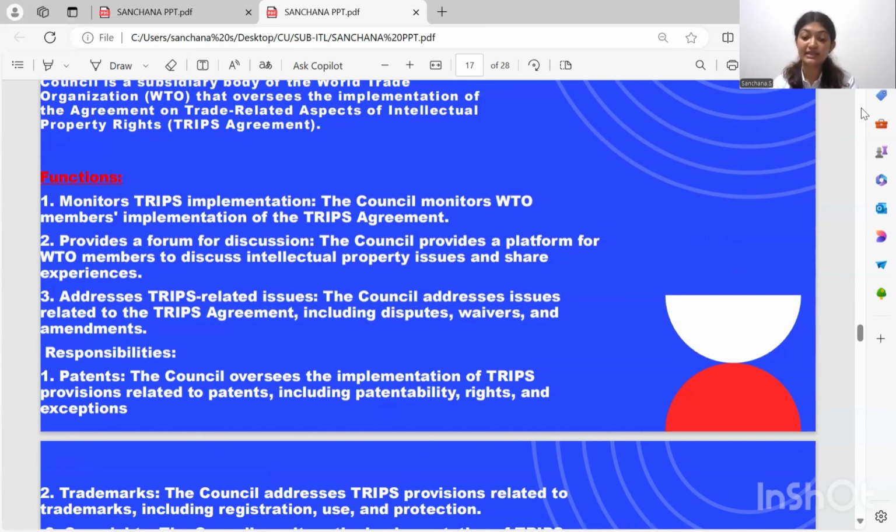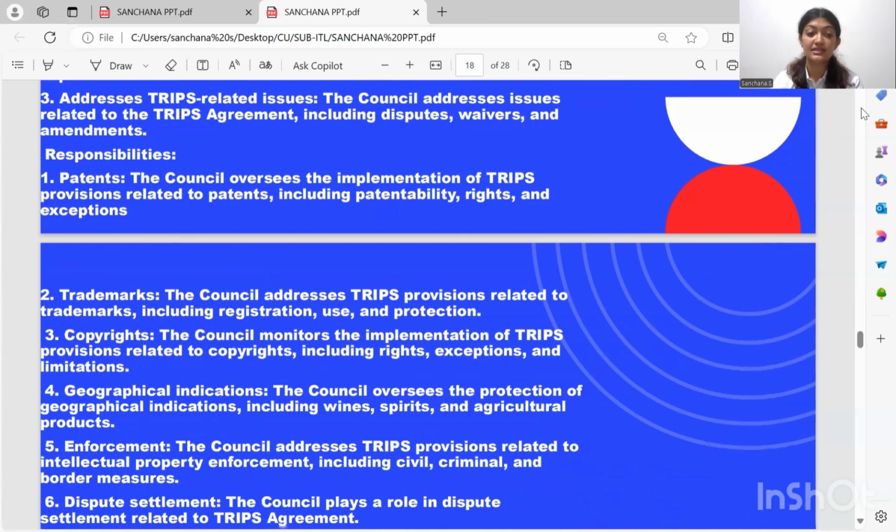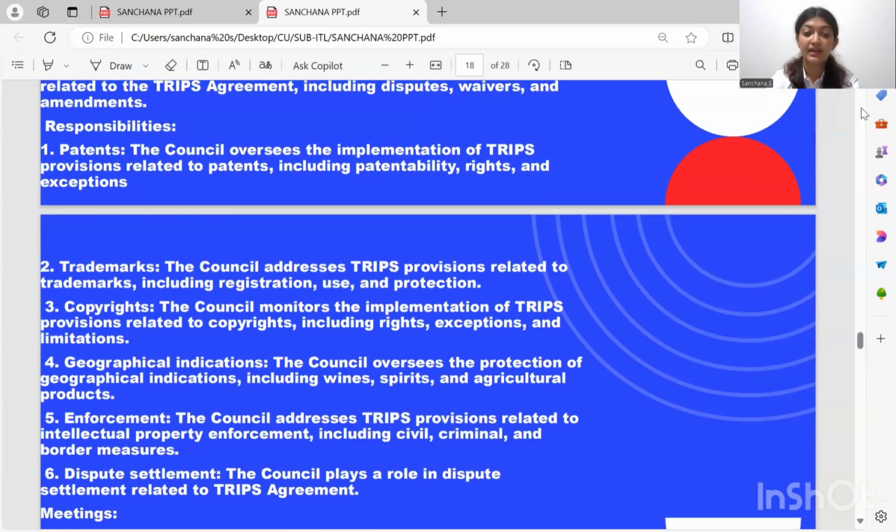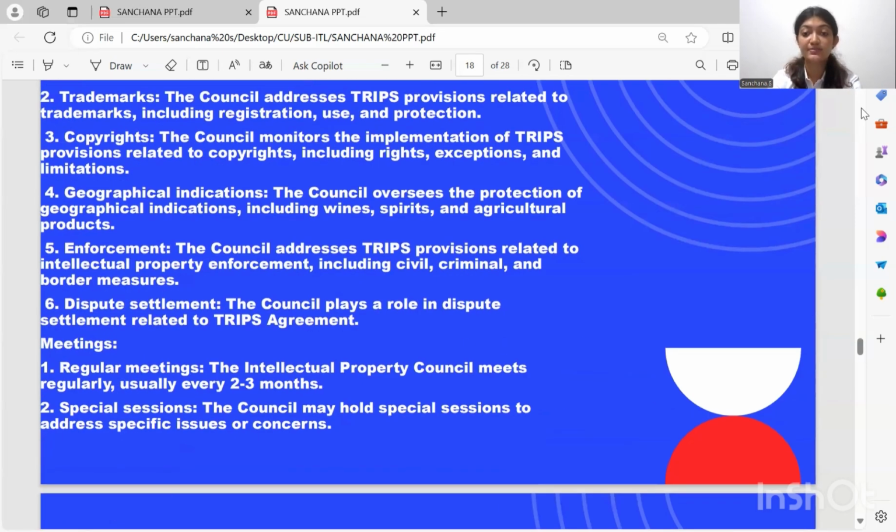amendments. Responsibilities: it is responsible for patents. The council oversees the implementation of TRIPS provisions related to patents, including patentability, rights and exceptions. Trademarks: the council addresses TRIPS provisions related to trademarks, including registration, use, and protection. Copyrights: the council monitors the implementation of TRIPS provisions related to copyright.